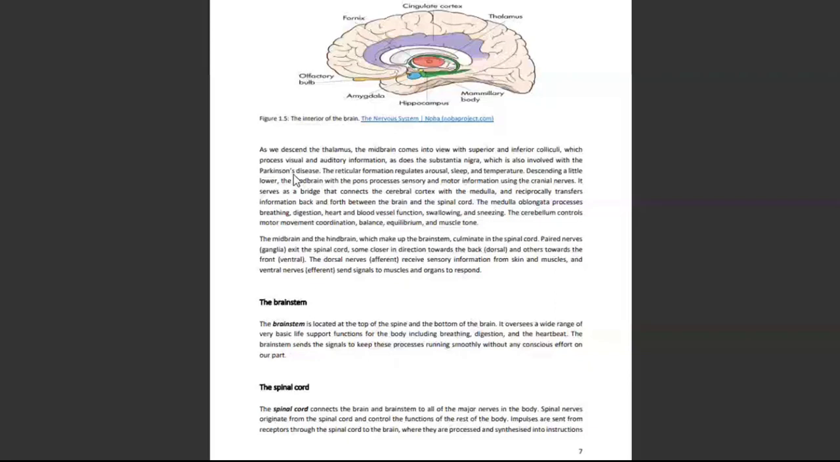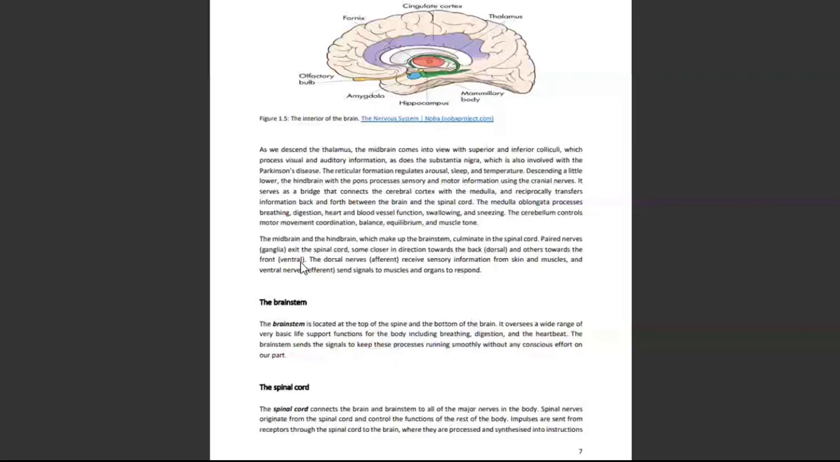Okay, let's move on. What is important here? I won't be able to read everything. I'll just break it down for you to make sense of it. The reticular formation regulates arousal and sleep. Reticular formation, arousal and sleep. Descending a little. What is important here? Okay, let's keep this and go straight to the key functions.